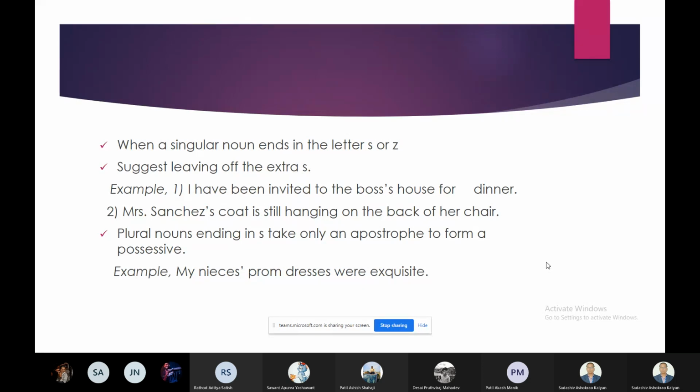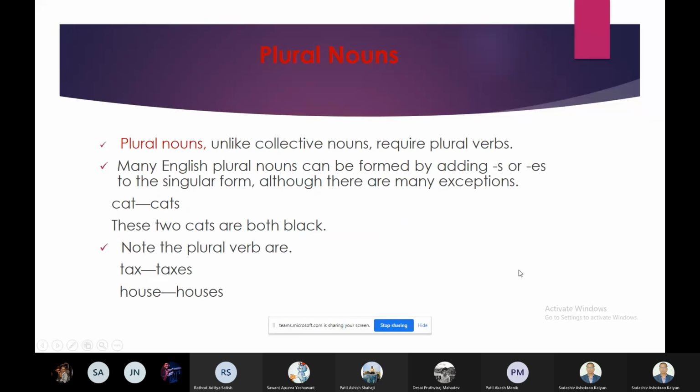Okay, so here we are leaving off the extra s. Then also the plural nouns which end in s are also going to take an apostrophe to form the possessive. Okay, my nieces' dresses were exquisite. So this is all about the possessive nouns.